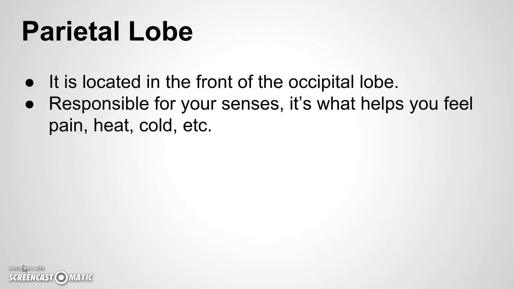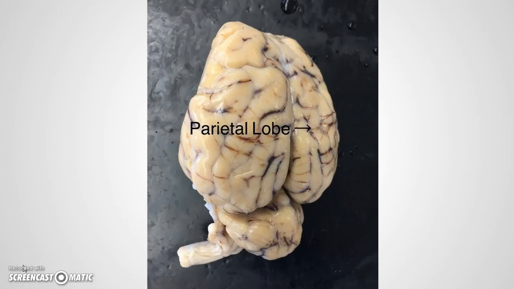The parietal lobe is located in front of the occipital lobe. The parietal lobe is responsible for your senses. It's what helps you feel pain, heat, and cold. It also helps you determine how far away something is from you, and it helps process written language. And there you can see where the parietal lobe is located.